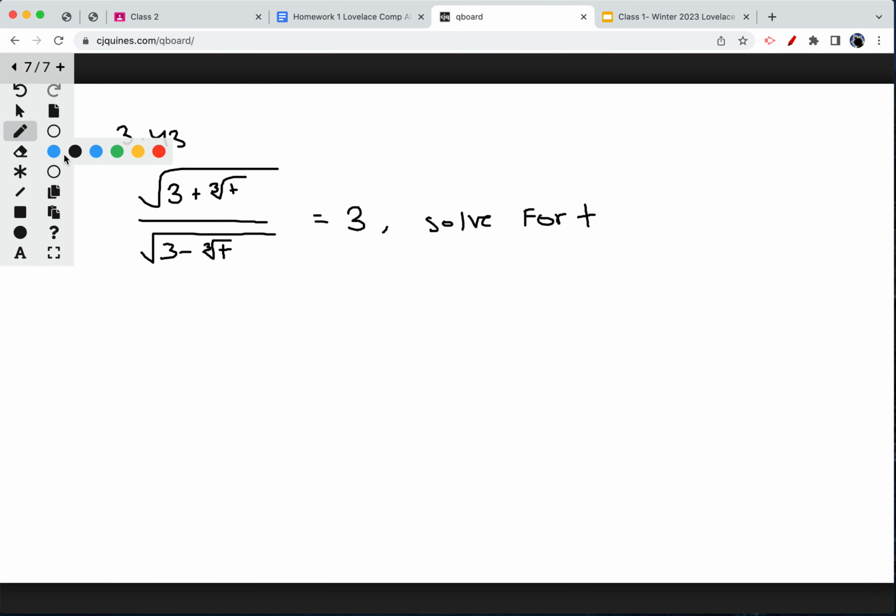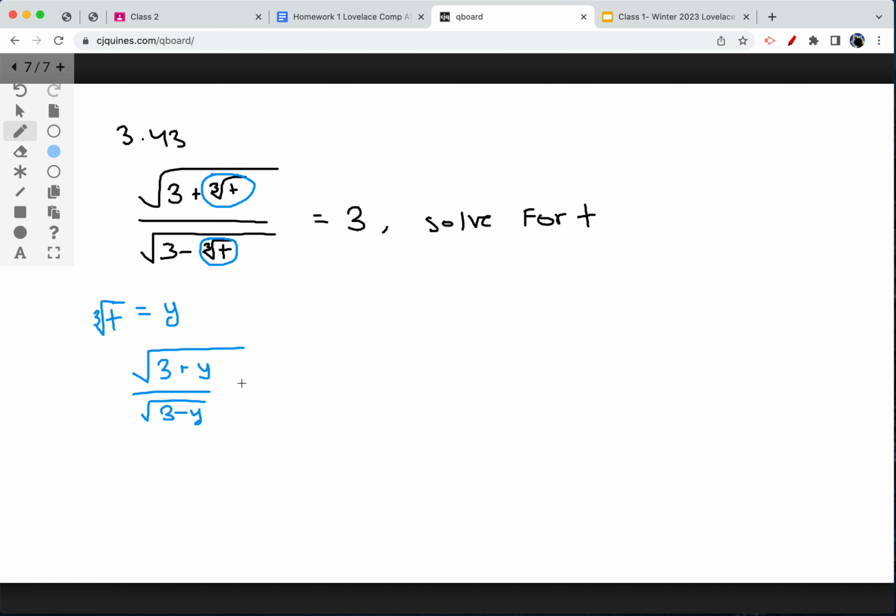So over here, notice that our only variable term is cube root of t. And that's the only equation that involves a variable. So let's set cube root of t equal to y. So then we could say root of 3 plus y over root of 3 minus y is equal to 3.